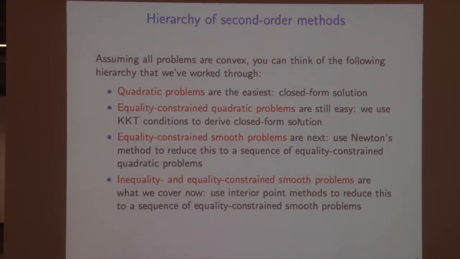How about equality constrained quadratic problems? That's the next level up in the hierarchy. So they're still easy because we can use the KKT conditions to solve those in closed form.